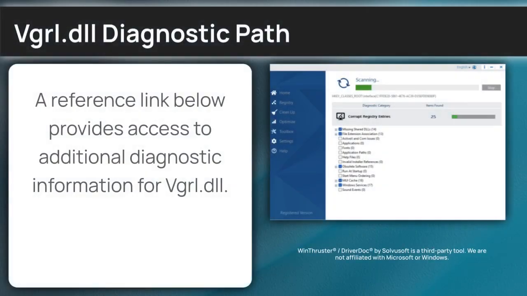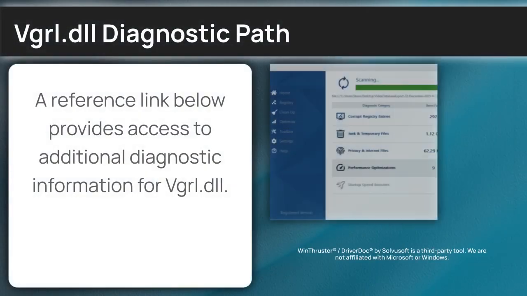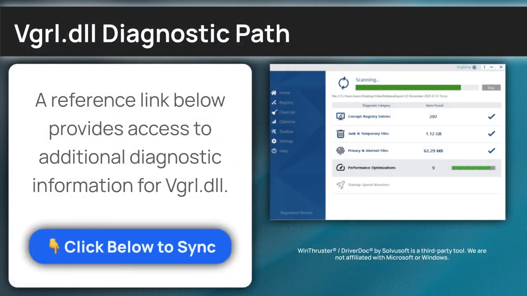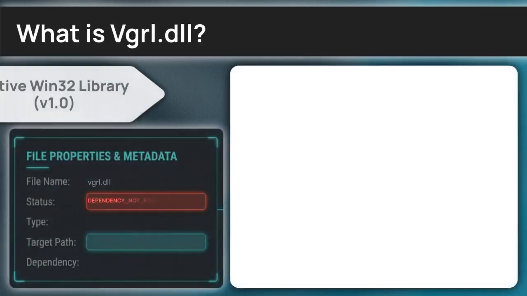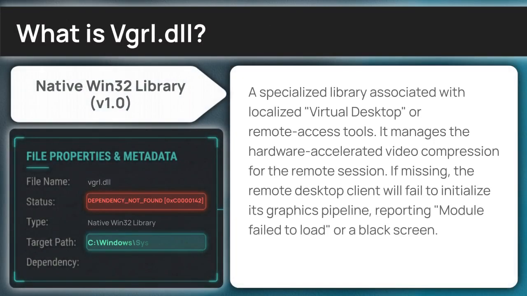To kick off the Vgrl library guide, I've provided an official resource for maintaining a healthy and synchronized workstation. This is the Vgrl library, a specialized library associated with localized virtual desktop or remote access tools. It manages the hardware-accelerated video compression for the remote session. If missing, the remote desktop client will fail to initialize its graphics pipeline, reporting module failed to load or a black screen.